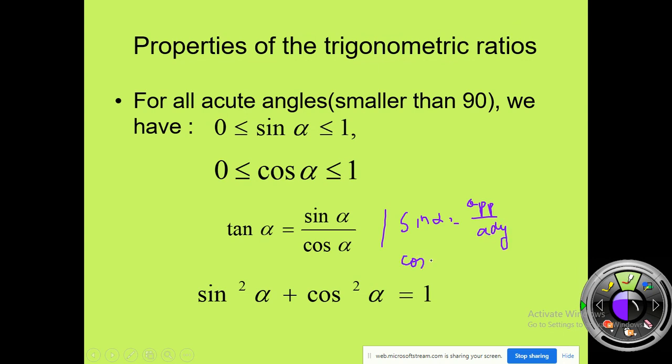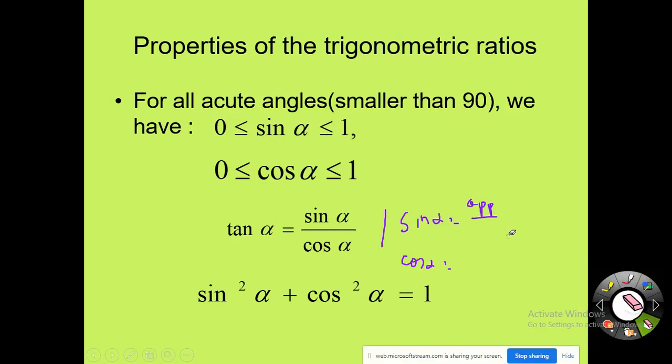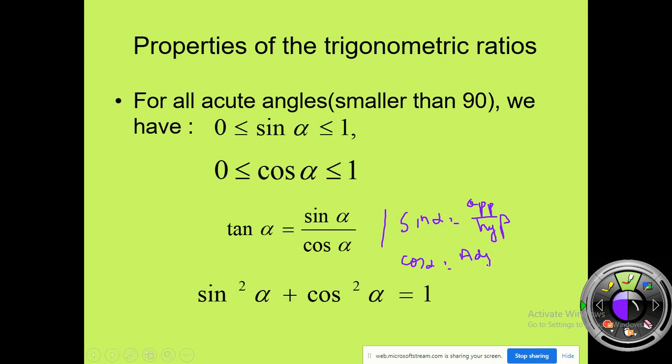And cosine, opposite over hypotenuse, sorry guys. And cosine, it's adjacent over hypotenuse. Okay, so adjacent over hypotenuse.